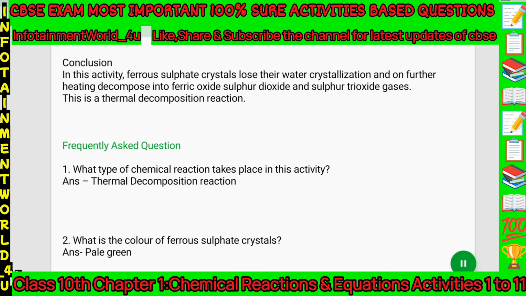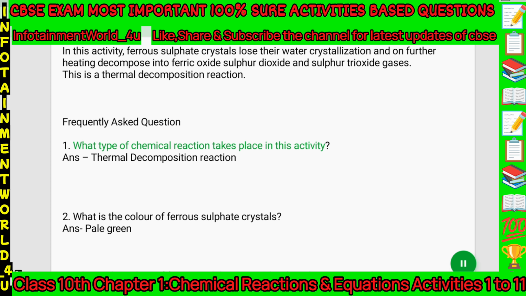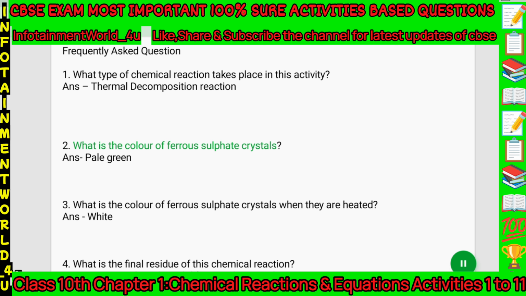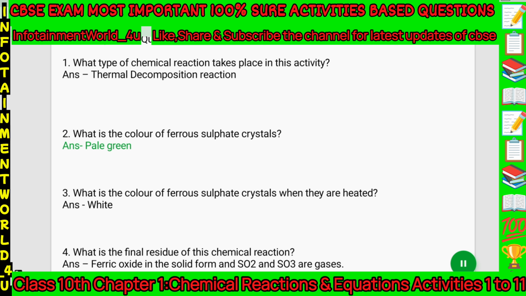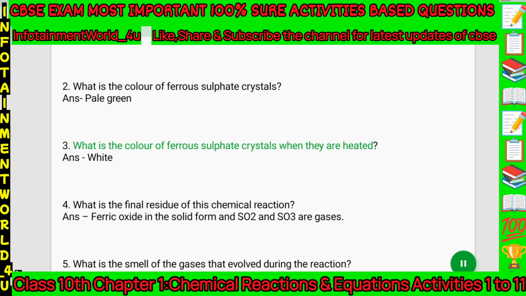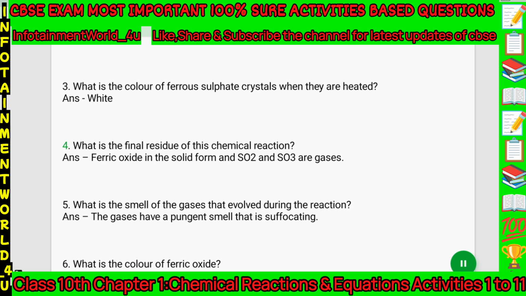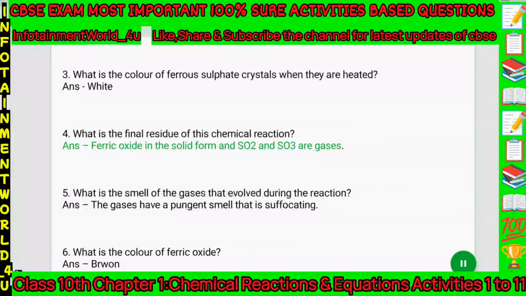Frequently asked questions. 1. What type of chemical reaction takes place in this activity? Ans. Thermal decomposition reaction. 2. What is the color of ferrous sulfate crystals? Ans. Pale green. 3. What is the color of ferrous sulfate crystals when they are heated? Ans. White. 4. What is the final residue of this chemical reaction? Ans. Ferric oxide in the solid form, and SO2 and SO3 are gases.